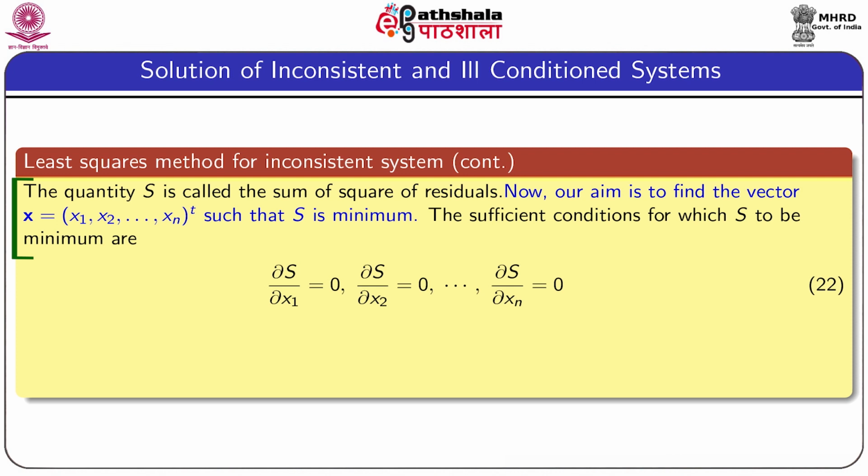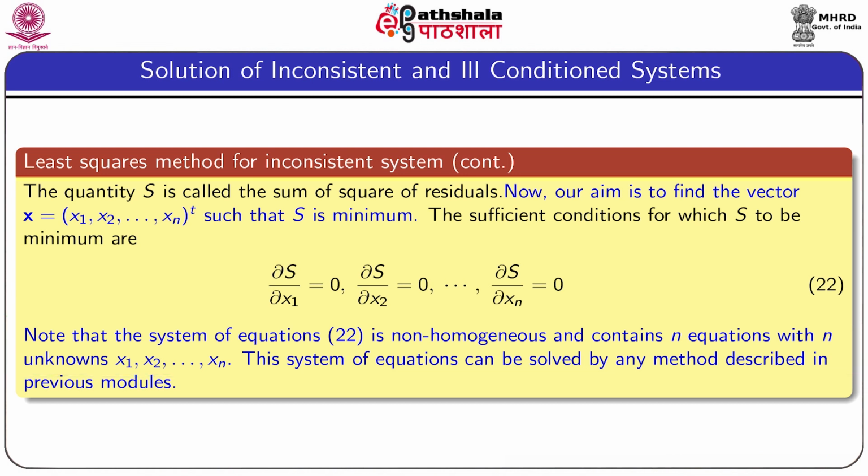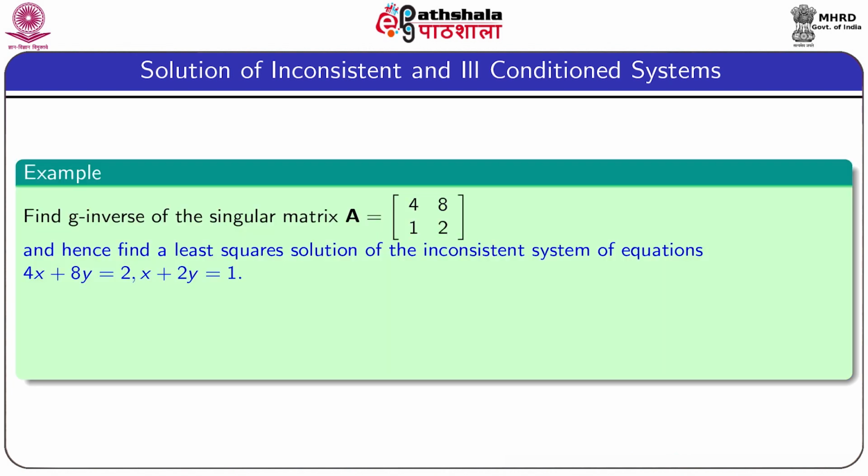The sufficient conditions for s to be minimum are del s by del x1 equal to 0, del s by del x2 equal to 0, ..., del s by del xn equal to 0. Note that this system of equations 22 is non-homogeneous and contains n equations with n unknowns x1 to xn. This system of equations can be solved by any method described in previous modules.